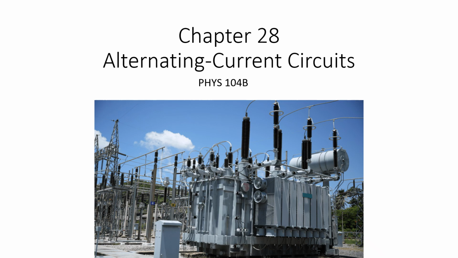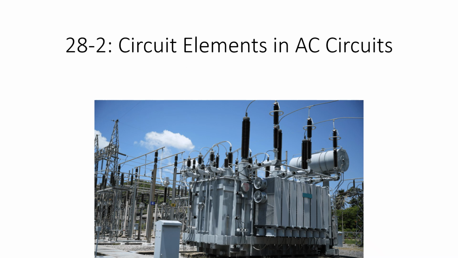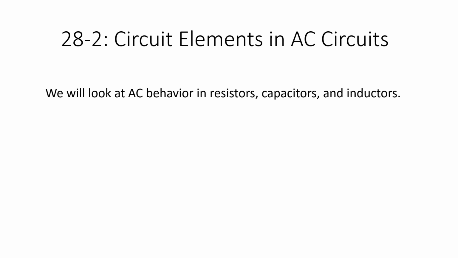Welcome back. We are in chapter 28 on alternating current circuits. And this is section 2, circuit elements in alternating current circuits. In this section, we will look at AC behavior in resistors, capacitors, and inductors.